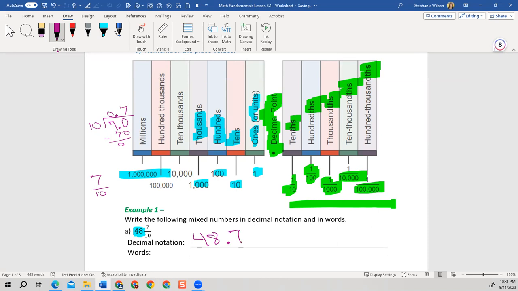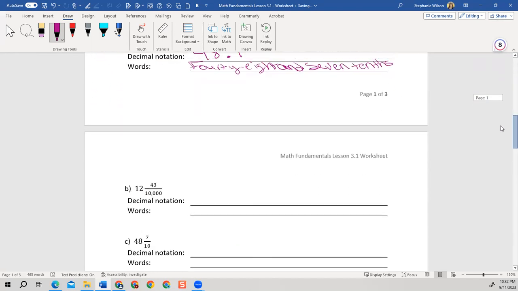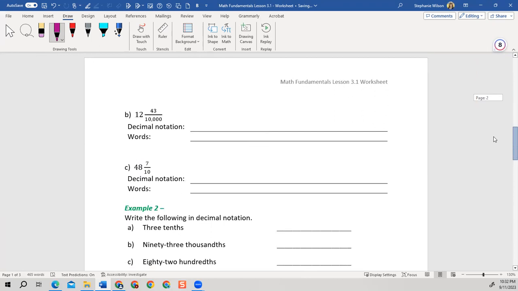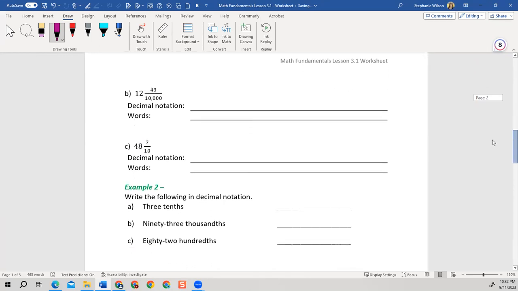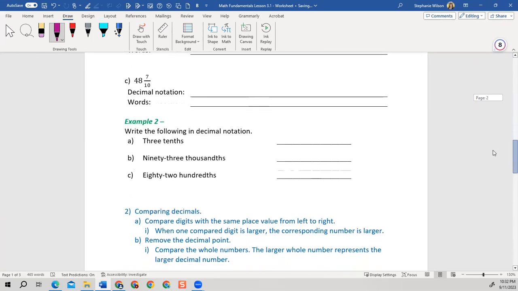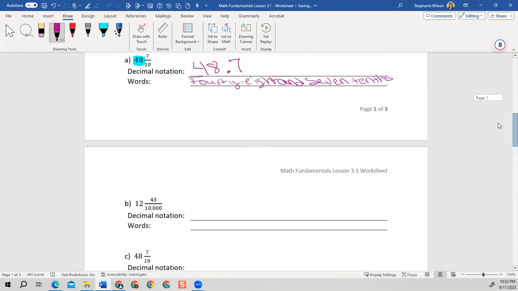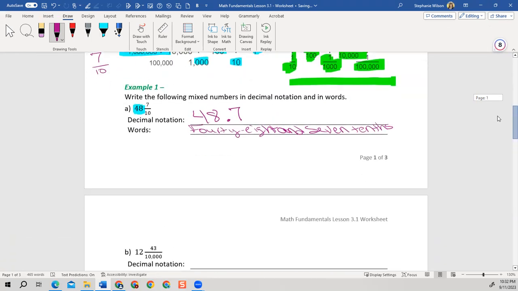When I read this, I'm going to say 48, and is going to represent the decimal, and 7/10. Okay, let's move on. So you'll kind of get the point on this. I'll let y'all work B and C. If you have any questions, just come back and holler at me. Send me an email, whatever it may be.